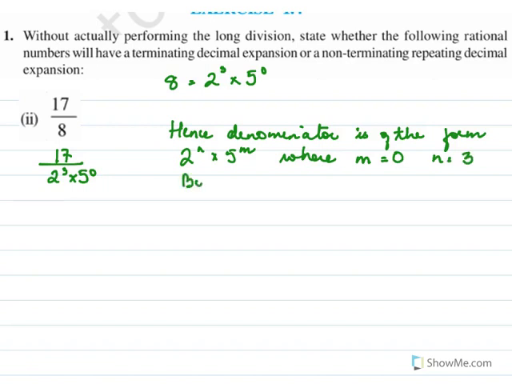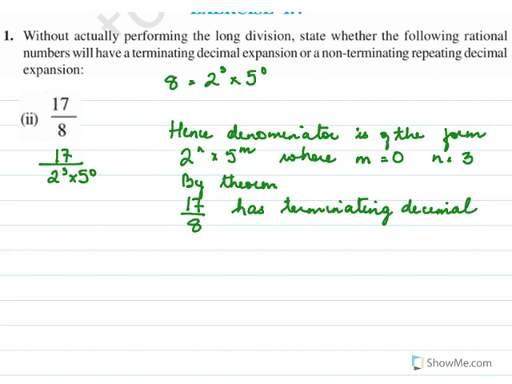So by theorem, it has a terminating decimal expansion. 17 over 8 has terminating decimal expansion, because the denominator has only factor 2. It should have only 2, only 5, or 2 and 5, no other numbers besides that.